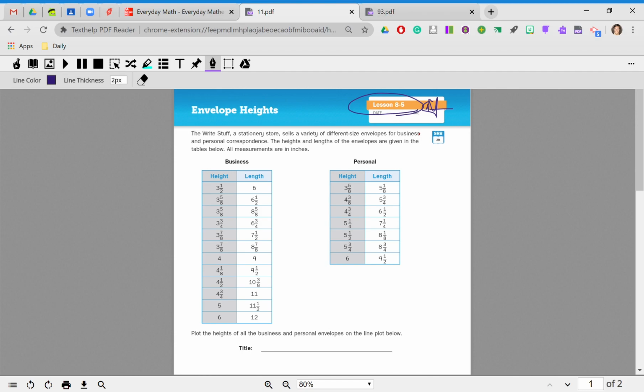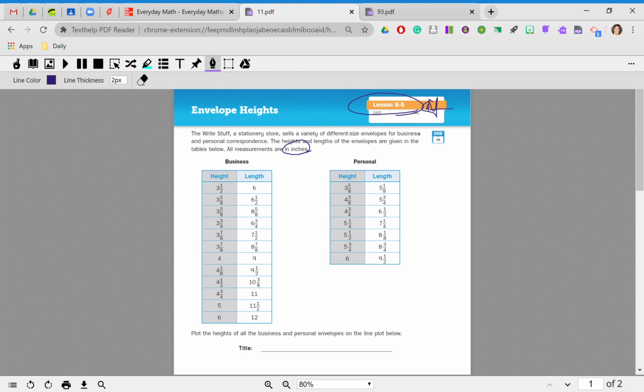So let's go ahead and jump in by reading this top paragraph and figuring out what we're being asked to do. It says, The Right Stuff, a stationery store, sells a variety of different size envelopes for business and personal correspondence. The height and length of the envelopes are given in the tables below. So here's the height and here's the length for both business and personal. All measurements are in inches. Okay, so that's going to be super important. So when it says over here the height is 3.5, it's 3.5 inches.